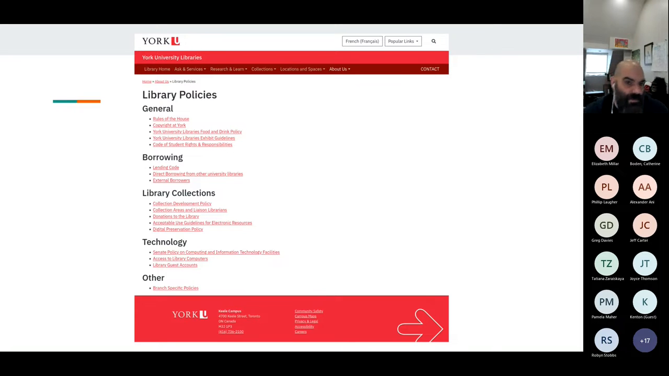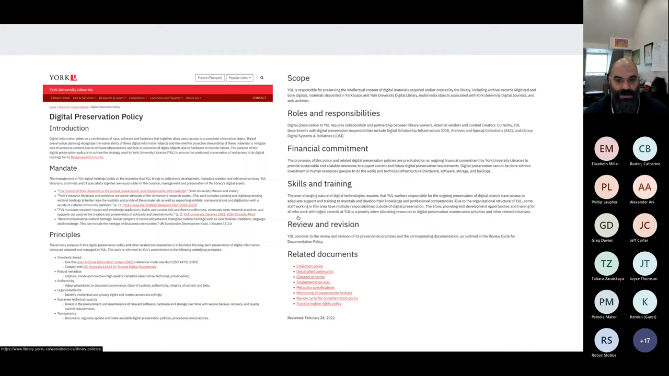One of the things I'm most proud about in all of this is that all of the preservation documentation that's public facing now lives on the library website in a place that makes sense. It's on our About Us page where all the policies are. You click on digital preservation, and then you get to this page that I mentioned previously, the preservation policy, the introduction document.